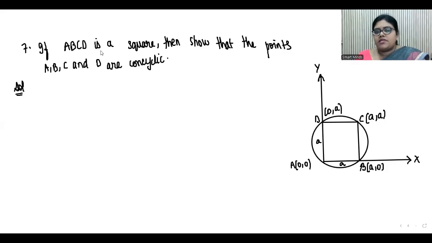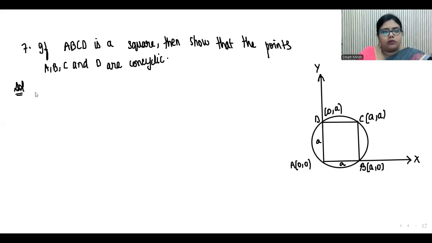Now see, ABCD is a square. Now origin is A, (0, 0). B is lying on x-axis, so its y-coordinate is 0. D is lying on y-axis, so its x-coordinate is 0. C is lying in the xy plane, so it is (a, a). So understood how we got the points.